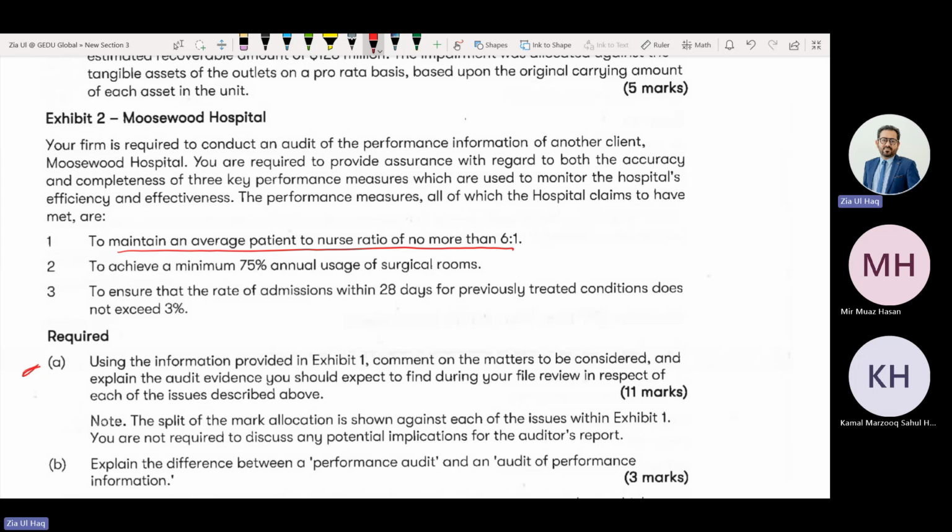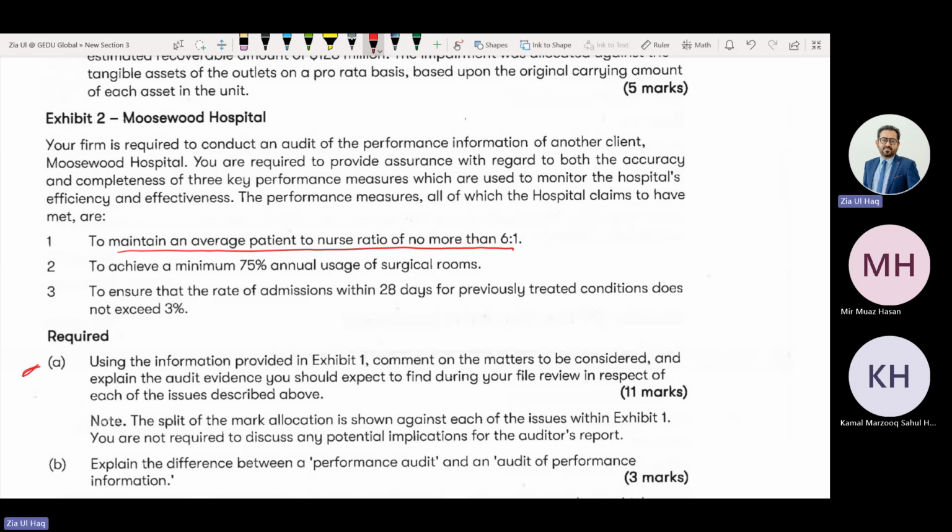We can visit the ward and observe by counting heads, that there is one nurse available for 6 patients. We will count the number of patients in the ward, and we will count the number of nurses in the ward. So we can observe by visiting the ward. What else?